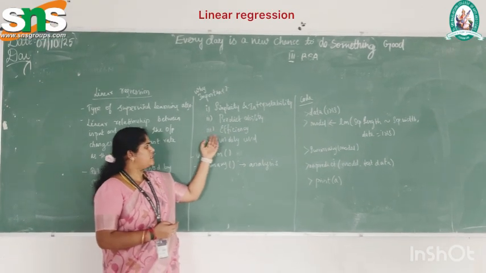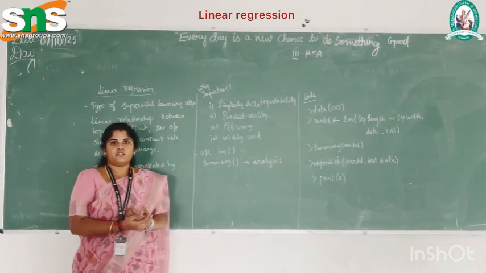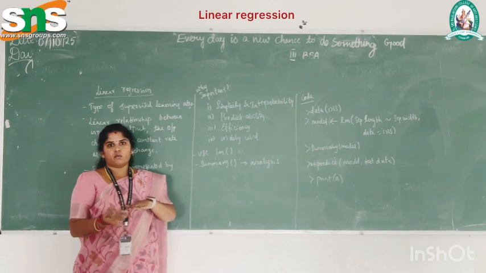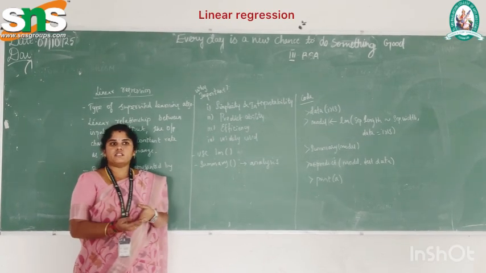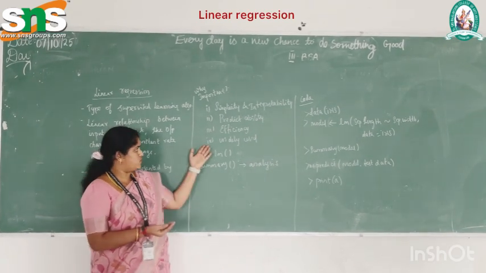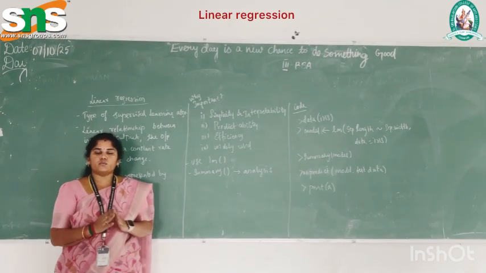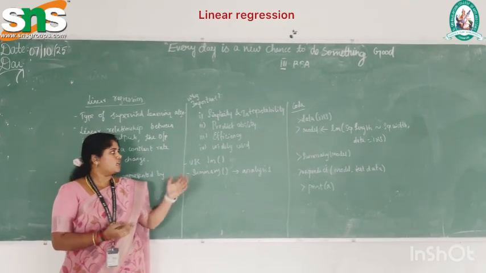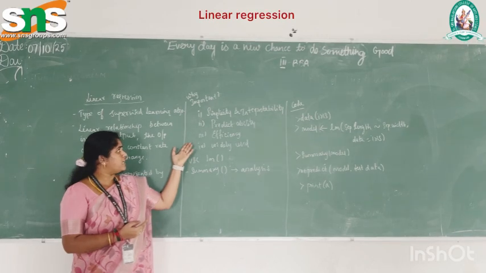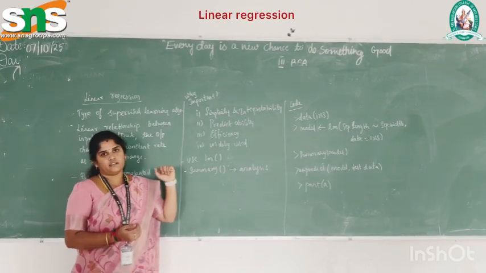The third one is efficiency. We can create the model, and that model may be used in the future also. That is the efficiency. The fourth one is that it is widely used, across the world. So that is the need for the linear regression model.